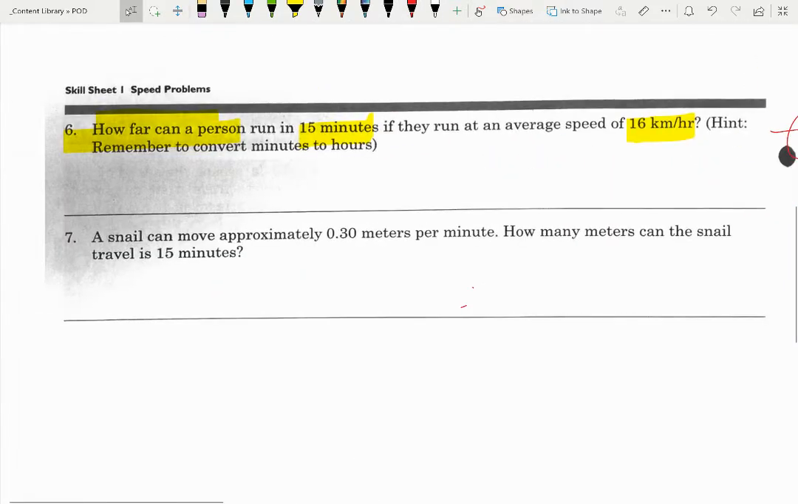So now, the only thing to pay attention to that could trip you up is you see minutes and kilometers per hour. So you're going to have to pick one of those. You have to pick whether you want to do it in minutes or hours. It really doesn't matter which one you do. But it's a lot easier, I would think, just to make minutes into hours. So 15 minutes is 0.25 hours. So speed times time, you have 16 kilometers per hour.